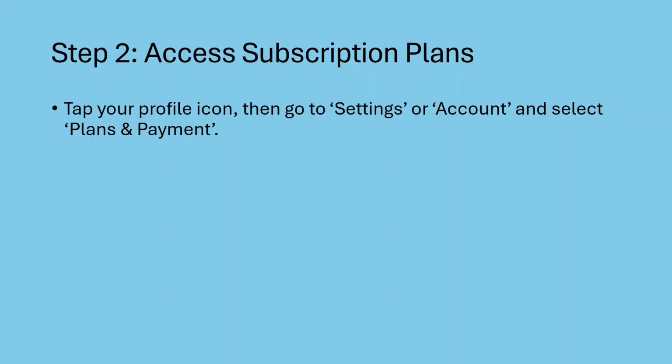Step 2. Access subscription plans. Tap your profile icon, then go to Settings or Account and select Plans and Payment.